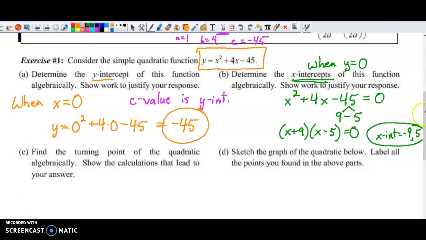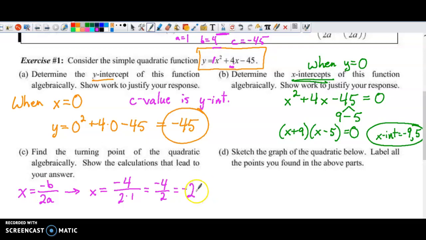If I do the next one, maybe I'll go back to this pink color, because for the turning point, what you have to do first is that equation I talked about, negative b over 2a. In this problem, the b value I told you was 4. I wrote it right there. So it's negative of 4 over 2 times the a value, which I mentioned was 1 earlier. 2 times 1 is 2. You have to multiply before you divide in this problem. And negative 4 divided by 2 is negative 2.